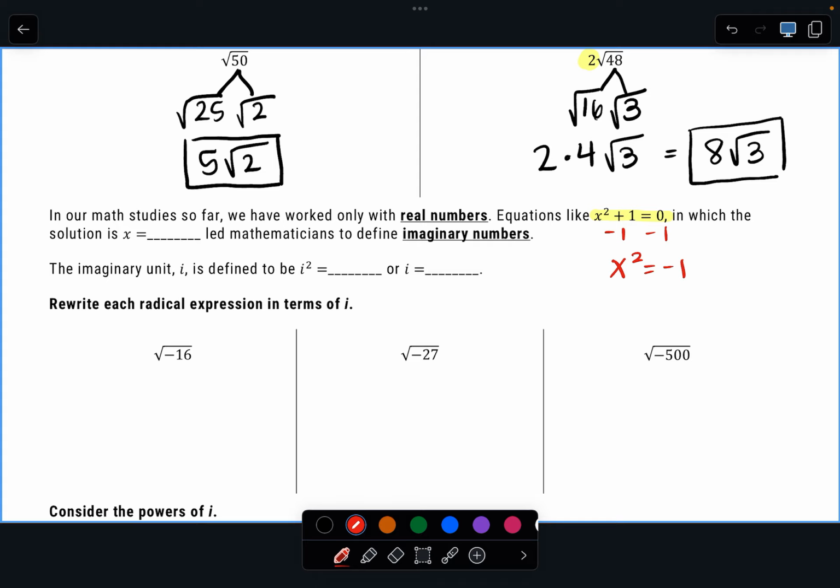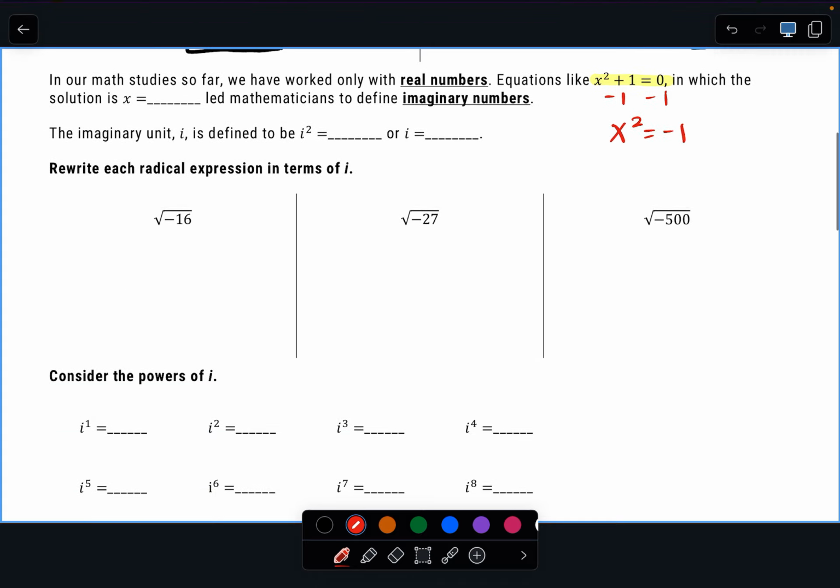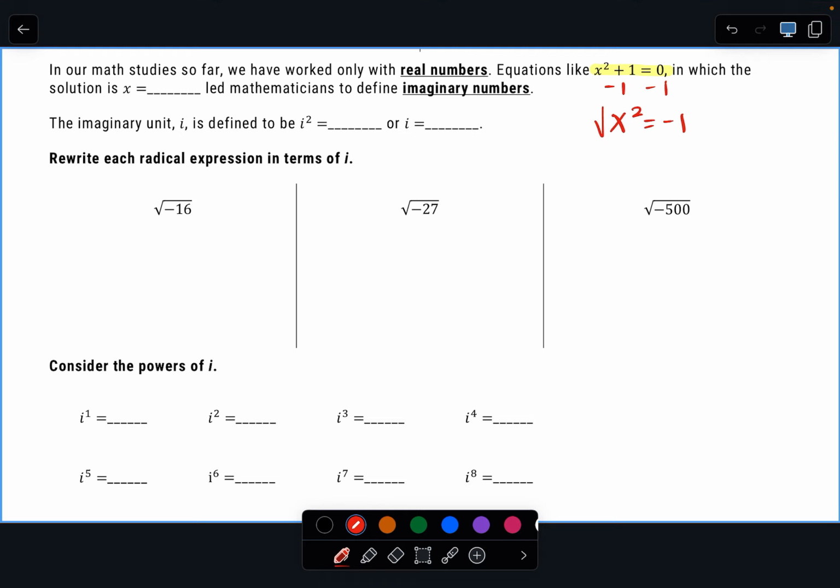Again, I'm trying to solve. What do I do next? Square root. So I'm going to take the square root of the left, I'm going to take the square root of the right. And I'm going to get x equals the square root of negative 1.